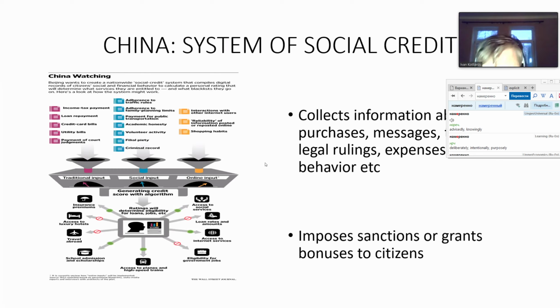Okay, social input. Ladies and gentlemen, traffic rules, family planning limits, a very important thing in China, as you know. Payment for public transport. If you commit a fraud in public transport, it will be considered not a crime, but an offense against the system of social credit, against the social order, actually. Academic honesty, guys, a very important thing. If you cheat during exams, it will reduce your social credit rating. Volunteer activity. Filial piety, ladies and gentlemen.